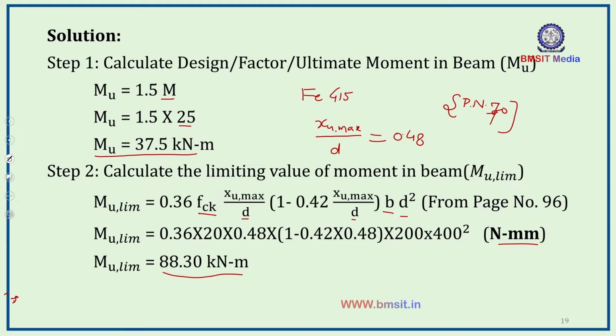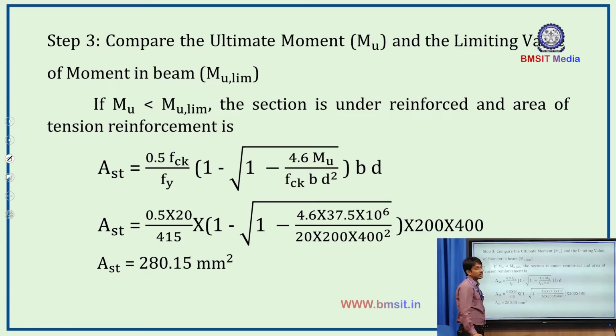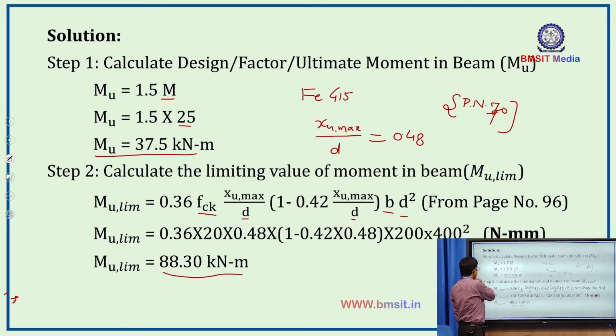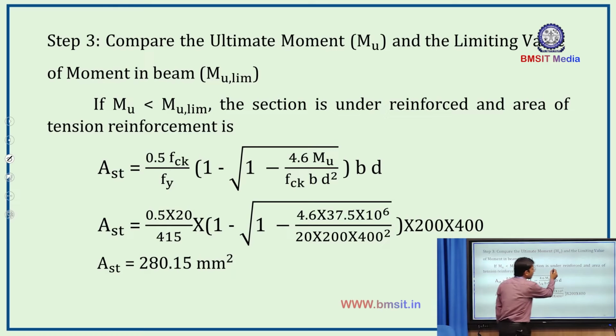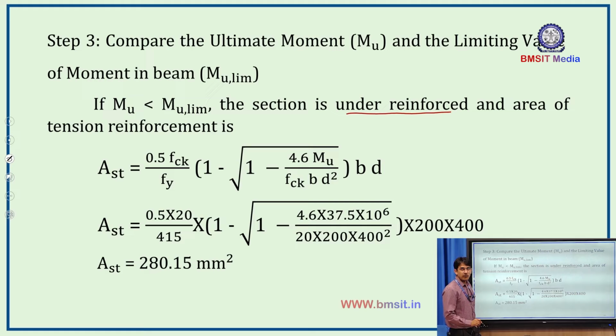Now we have to compare both values: 37.5 and 88.30. We can easily say that Mu limiting is greater and Mu is less than Mu limiting. In that case, the given section is an under reinforced section. So for the area of steel required in the tension zone, we have the formula.